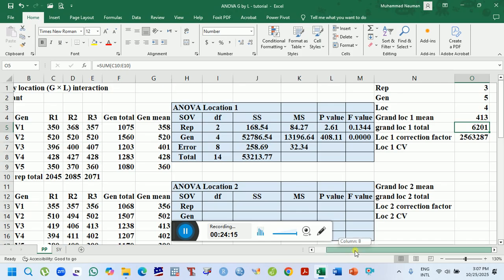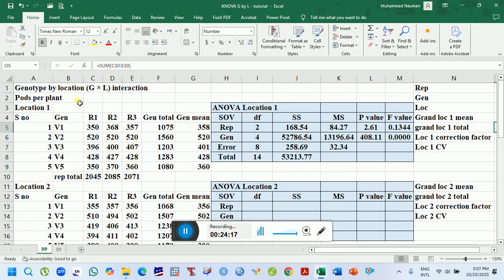Here we have considered the locations, but you can also use the year as a factor. For example, if you are evaluating the crop in one location in multiple years, this same method will be used accordingly.